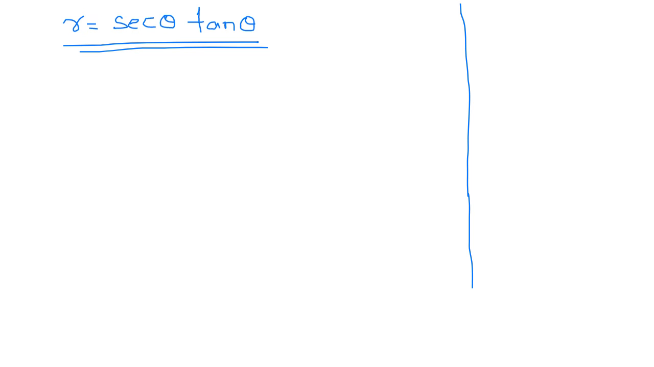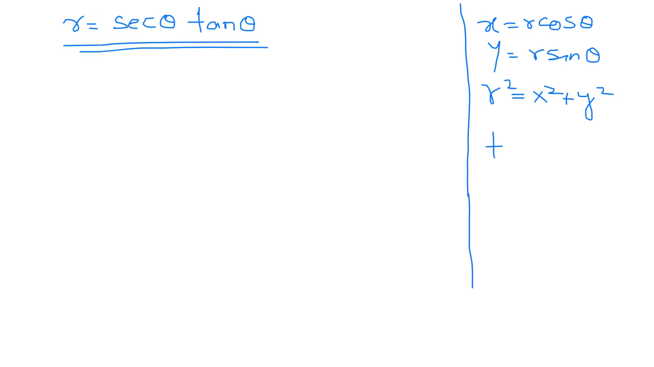r is equal to secant of theta into tangent of theta. Okay, so how can we solve this one? We have only four formulas. x is equal to r cosine of theta, y is equal to r sine of theta, r square is equal to x square plus y square, and tangent of theta is equal to y over x. Remember that we have to convert r and theta into x and y.